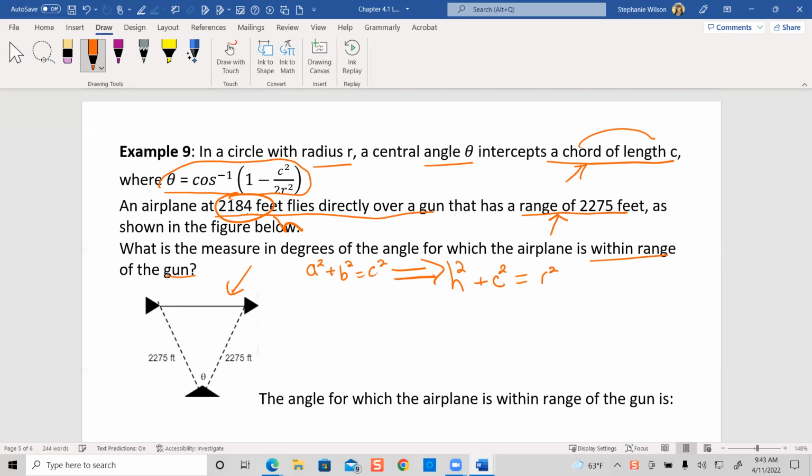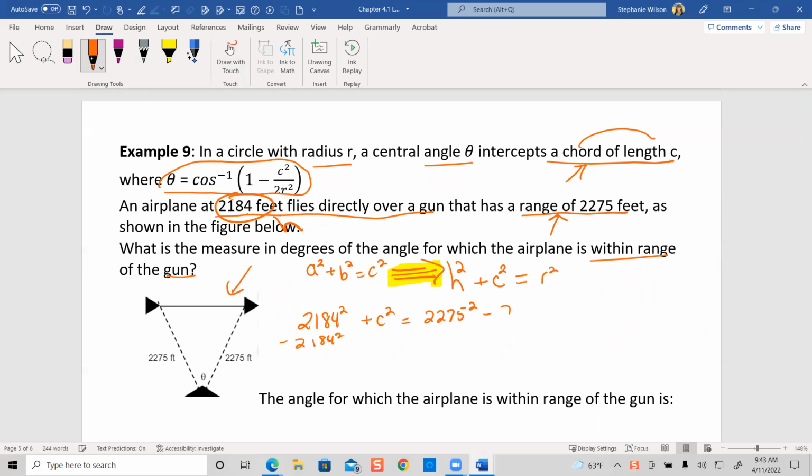So I just rewrote it. Now you can use whatever notation you want. Just know that in the textbook, it may have this notation. All right, so now I'm just going to plug in what I know. I got 2,184 feet squared plus c squared equals 2,275 squared. And I'm going to get c by itself, so I'll have to subtract the 2,184 squared.